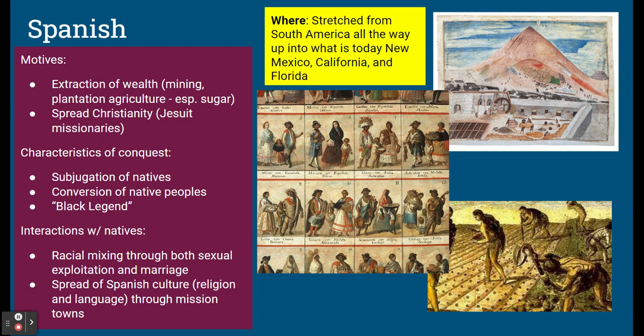And their motives were particularly the extraction of wealth. The Spanish were very motivated by extracting wealth from these colonies. Mining in particular, there's a great deal of silver, especially in Latin America, and then also plantation agriculture, especially sugar, which was very, very valuable.